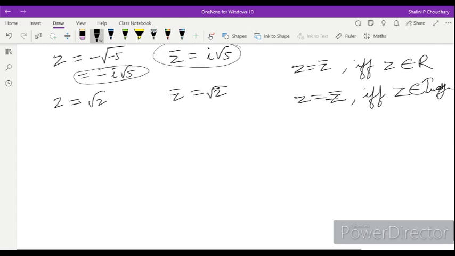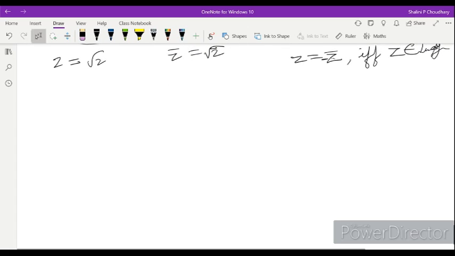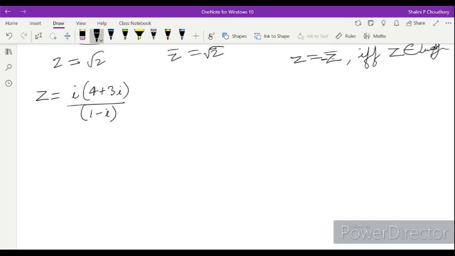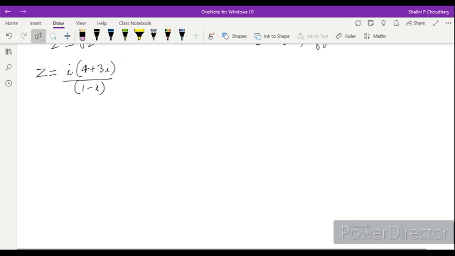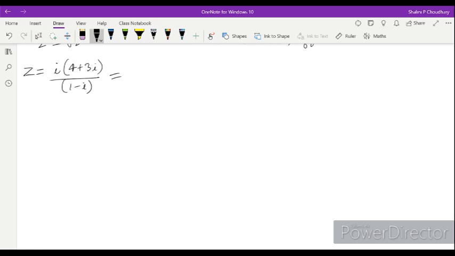Now if some number z is given, say i into 4 plus 3i divided by 1 minus i, what you have to do is write z in the form a plus ib. So what will be the value? Now it will be 4i plus 3i square divided by 1 minus i. Okay, 3i square means minus 3. So minus 3 plus 4i divided by 1 minus i.